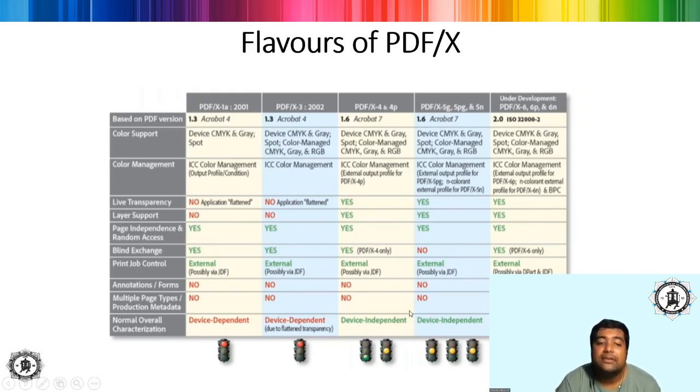And this is again device independent. Characterization is device independent. Color spaces are allowed, right? And here this is PDF X5 and X6. In X6, I think, yeah, this is quite important. See, optional via DPart and page level output intent.